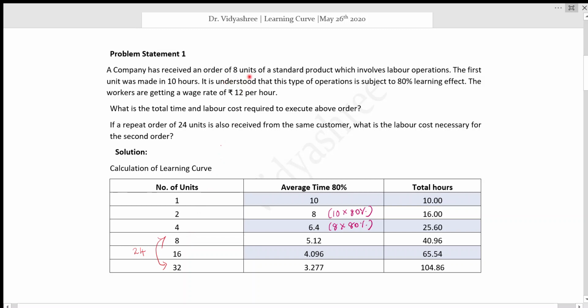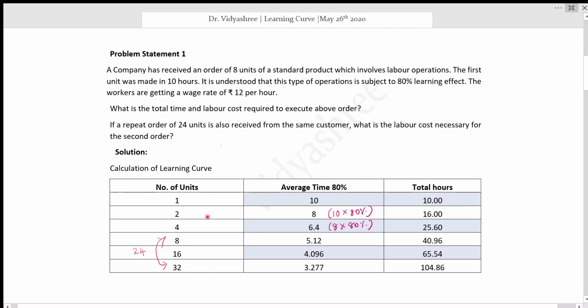As per our question, in the first order, we require 8 units. In the second order, we require 24 units. So you can see 8 plus 24 is 32. So we stop at 32. 8 plus 8, 16. 16 plus 16, 32. In other words, 32 minus 24, you get 8. In other words, 8 plus 24, we get 32.